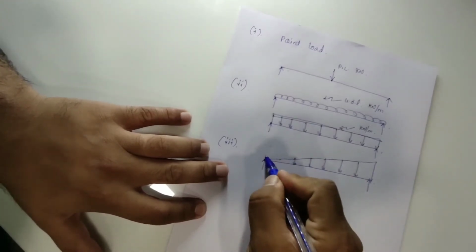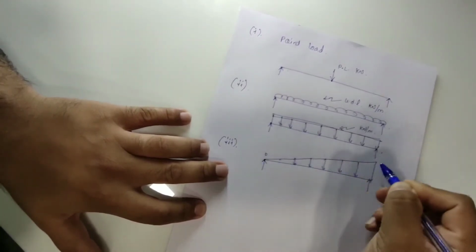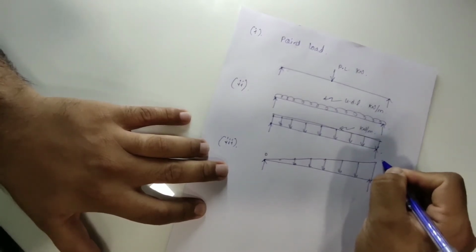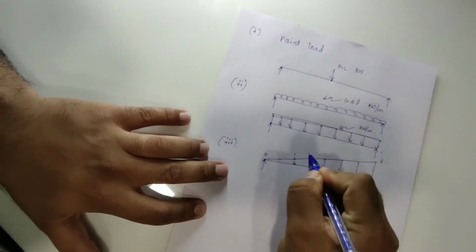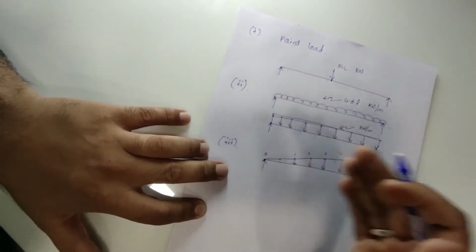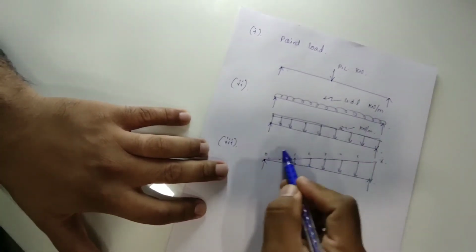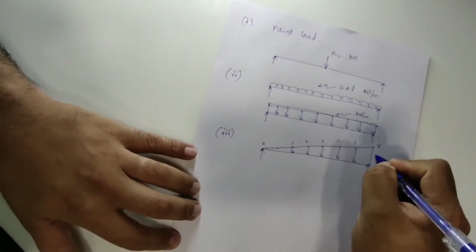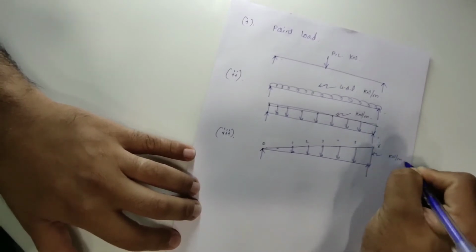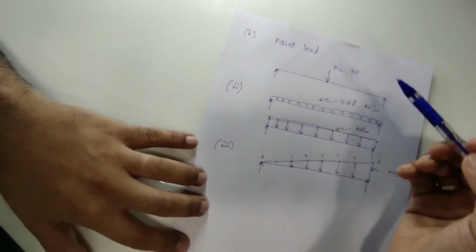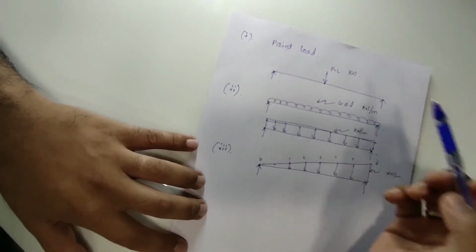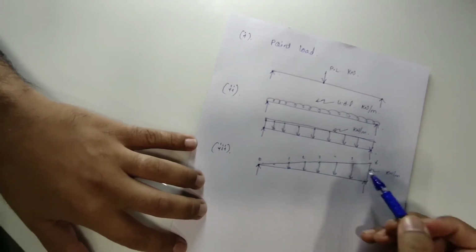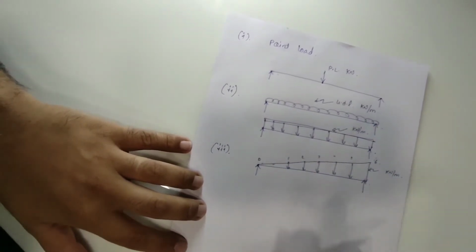Suppose the intensity of load over here is 0, and over here I can take it as, for example, 6. Then 0, 1, 2, 3, 4, 5, 6 per meter, it is going to increase in units of 1. This is just an example, it can be of any unit, and the intensity would be in kilonewton per meter only. So these are the three types of load which we encounter. First is point load, second is UDL, uniformly distributed load, and third is UVL, uniformly varying load.